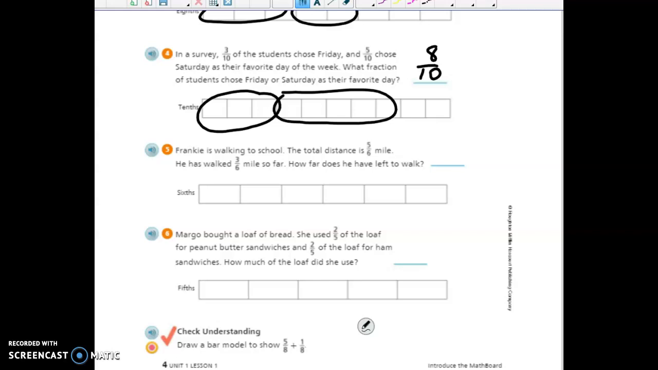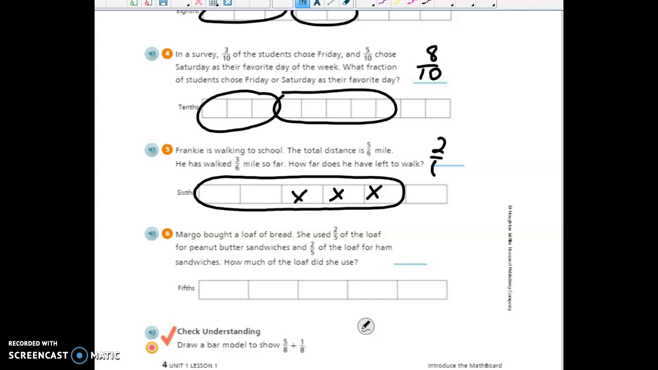All right, here's the answer for number 5. So he has 5/6 of a mile. So this whole thing is a mile. Okay, he has only 5/6 to go, and he's walked 3 so far. How much left? 2/6. And the last one, your answer would be 4/5.